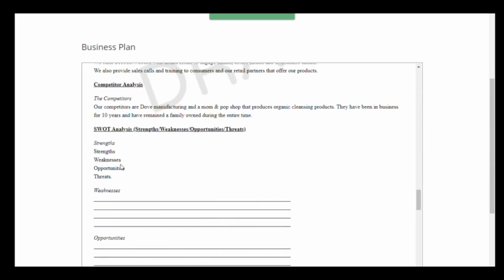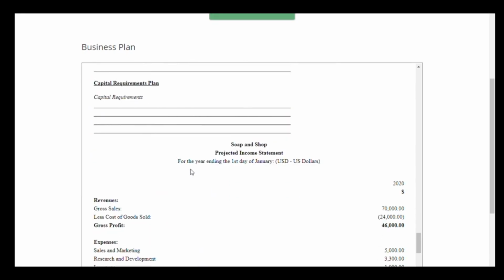Now, of course, towards the end, we didn't do all the analysis because I just didn't have all that information, but this would be thoroughly filled out by you because you've done the research to know the strengths, weaknesses, opportunities, and threats in your industry and what your daily operations are going to be based on how you manage your business and what your capital requirements are.